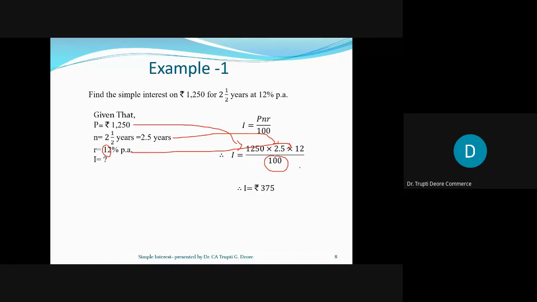Okay, then calculate it on your calculator and you will get the answer. Every student has to do this calculation, no? If you are done, let me know. Yes, ma'am, 375. Okay, you got the answer. So you have to write the answer like this: therefore, simple interest is rupees 375.